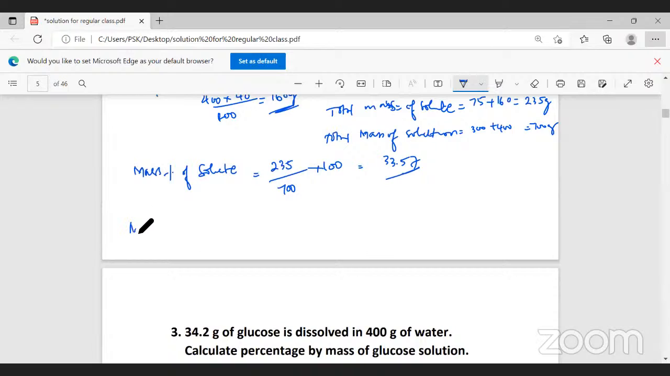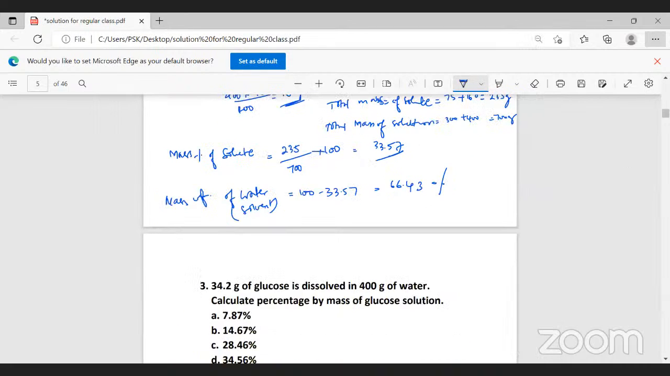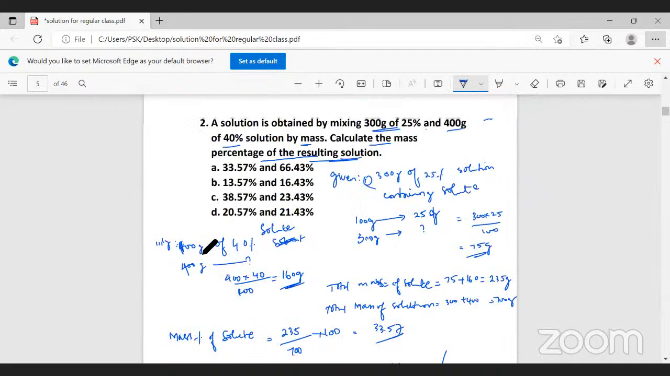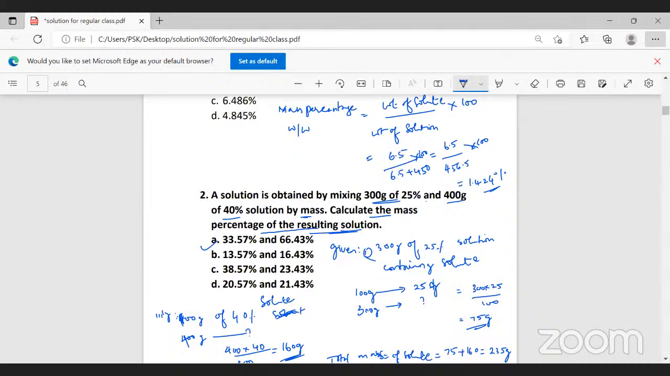Therefore, what will be the mass percentage of solvent, or mass percentage of water, here? Totally, we take 100 as the percentage. 100 minus 33.57 will be equal to 66.43%. Therefore, the answer for this question is option A.